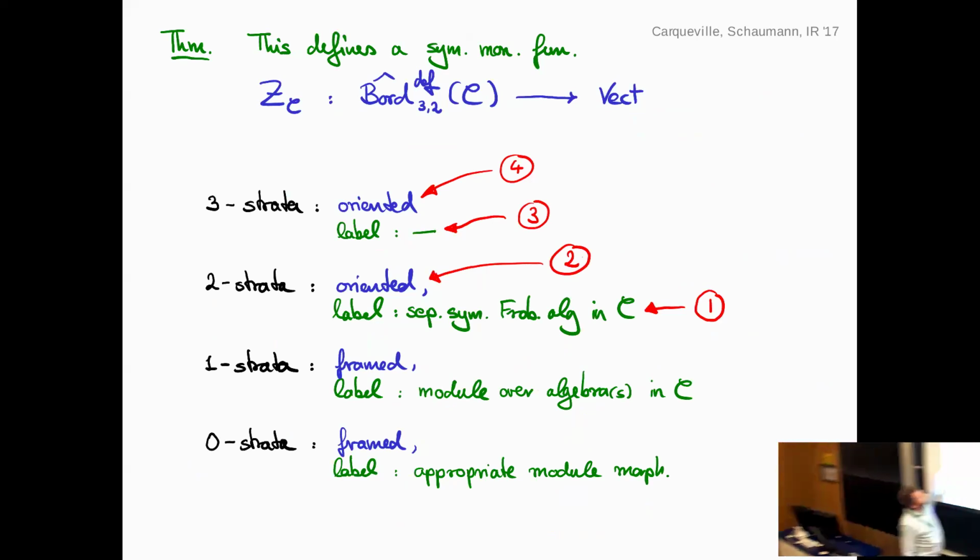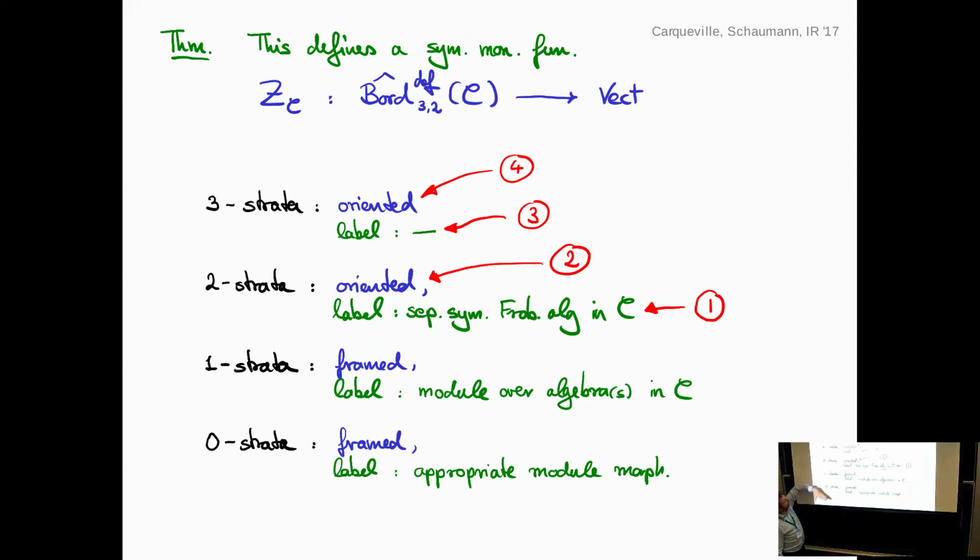So firstly, you do get a functor, and it has all these strata in it, and so the 3 strata are oriented and unlabeled in what I've just described. The 2 strata are oriented and labeled by a separable symmetric Frobenius algebra in C. The 1 strata are framed and labeled by suitable modules over the algebras of the adjacent surfaces, and the 0 strata are also framed and labeled by appropriate module morphisms. Now, what these numbers mean is that I want to make a comment on all of these points, and the comment you asked about will be comment number 1, but it'll only come after the example.